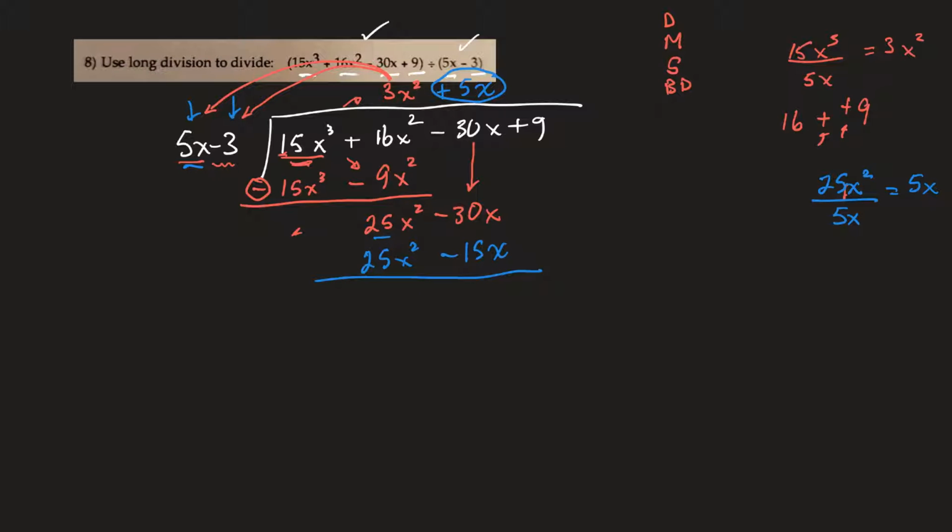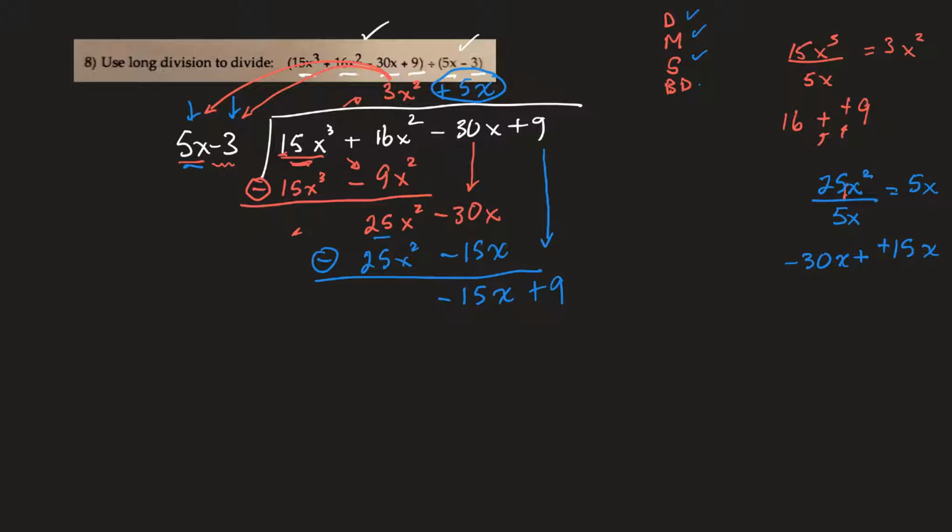And now I'm going to subtract. 25 take away 25, nothing. Negative 30 minus a negative 15. Here's that thing again. Negative 30x minus a negative 15x. Again, these two minuses will cancel to be positive. So I'm down 30, I gained 15. I'm still going to be in the hole 15x. Good. All right, so I divided, I multiplied, I subtracted. Now I need to bring down. So bring down the plus 9.